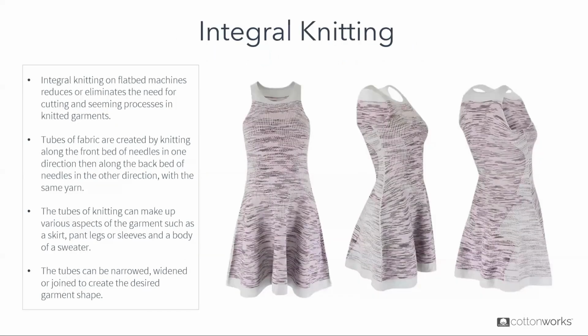Flat knit machines are also capable of producing garments that don't require any seaming. So these are referred to as integral knits, and they are created on the machine by knitting in one direction on one bed and using the same yarn in the opposite direction on the other bed. This creates a squashed tube of fabric, which we can still incorporate all of our stitch changes, all of our yarn changes, and all of our shaping too.